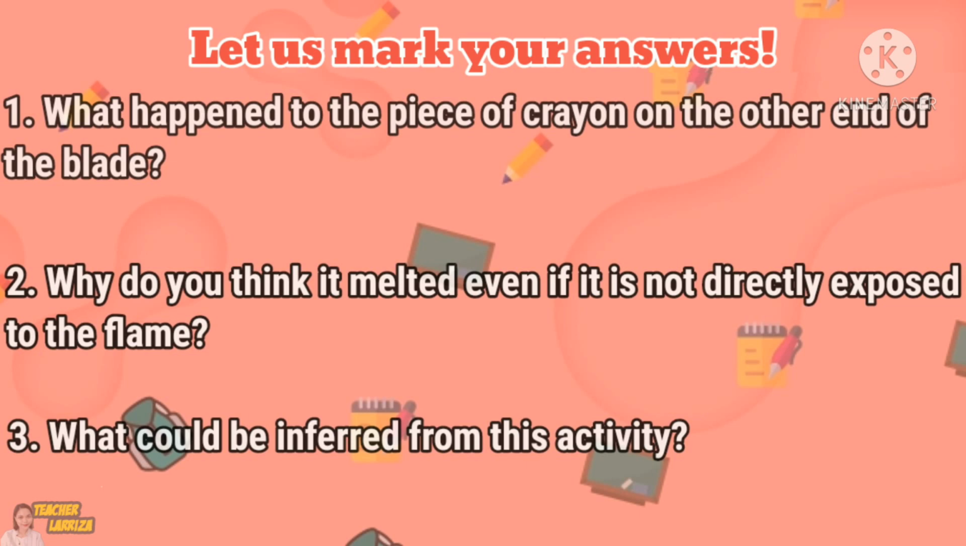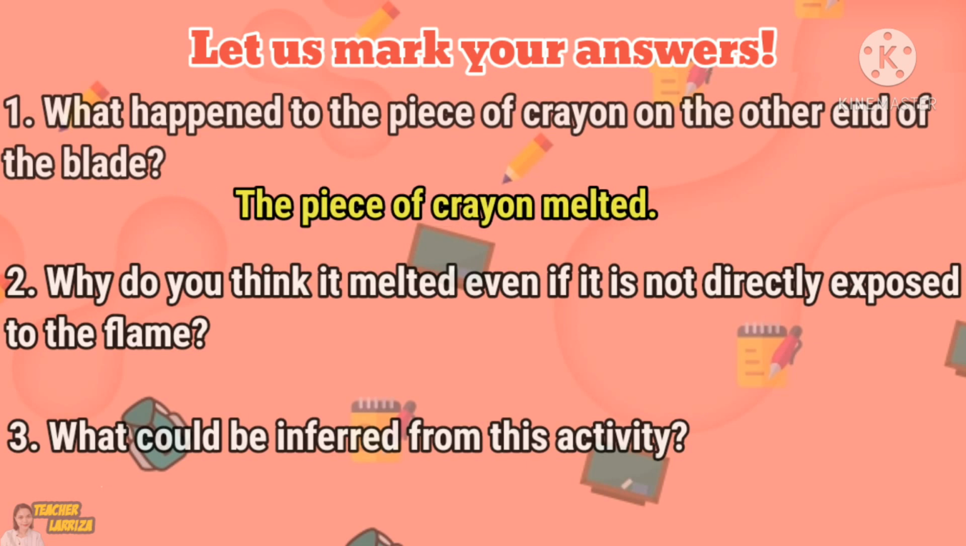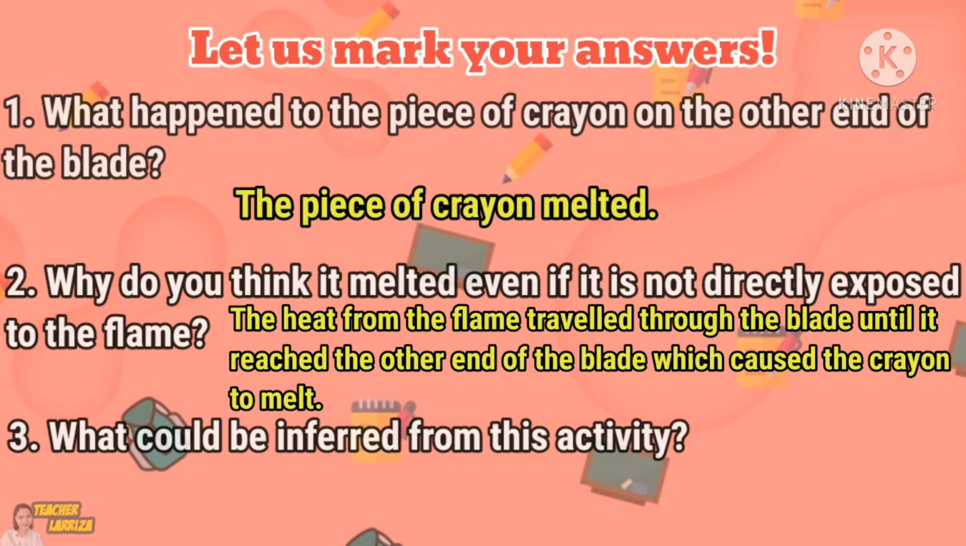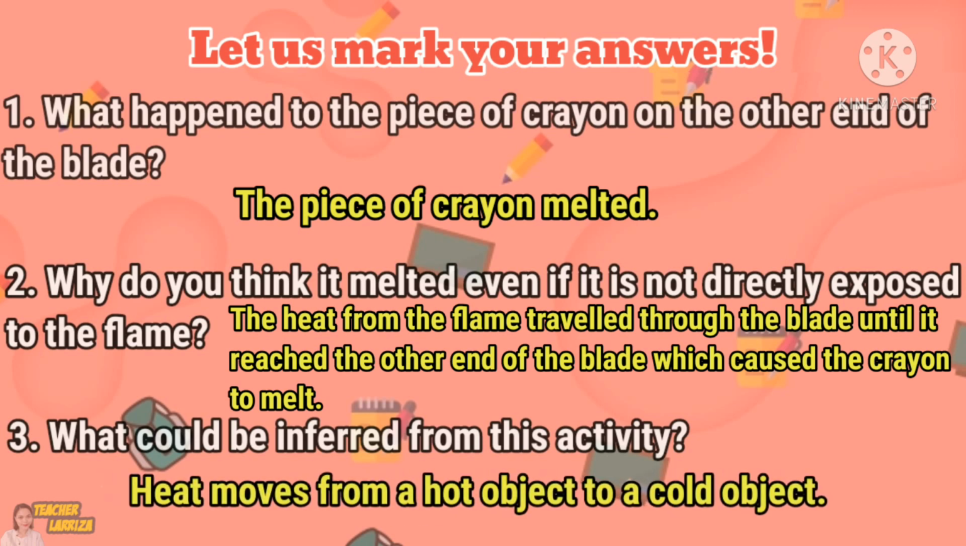For number 1, the correct answer is the piece of crayon melted. For number 2, the correct answer is, you're right. The heat from the flame traveled through the blade until it reached the other end of the blade, which caused the crayon to melt. And for number 3, the answer is, you're right. Heat moves from a hot object to a cold object. Did you get all the questions right? Good job!